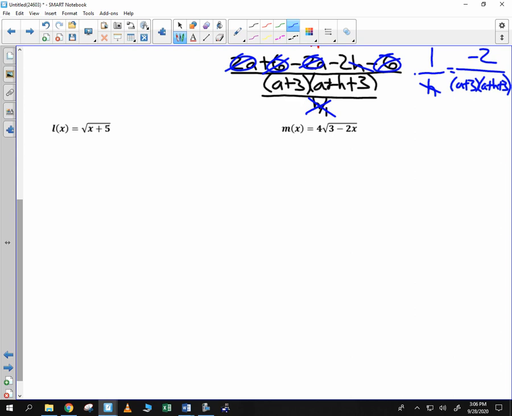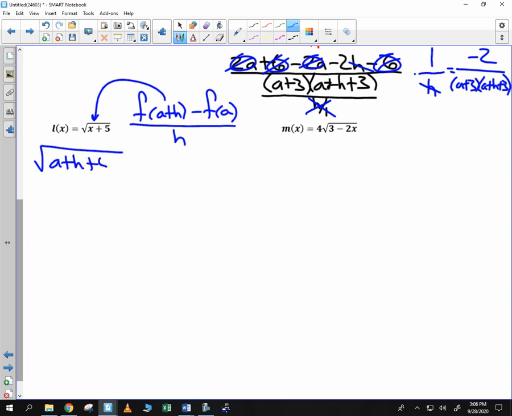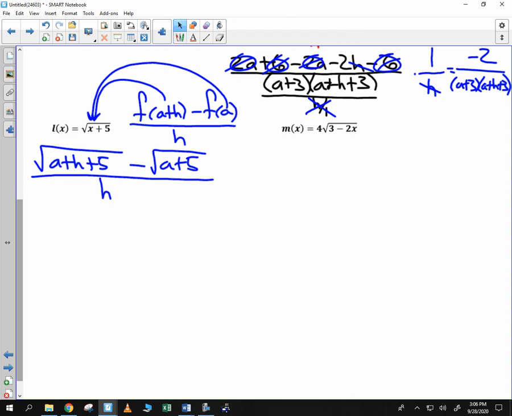One more. Square root of a plus h plus 5, minus square root of a plus 5, all over h. Now, we would like to get all the a's to cancel. Everything that doesn't have an h to cancel, I should say. But if you notice, these are wrapped up underneath the square roots. So I do this tricky thing.